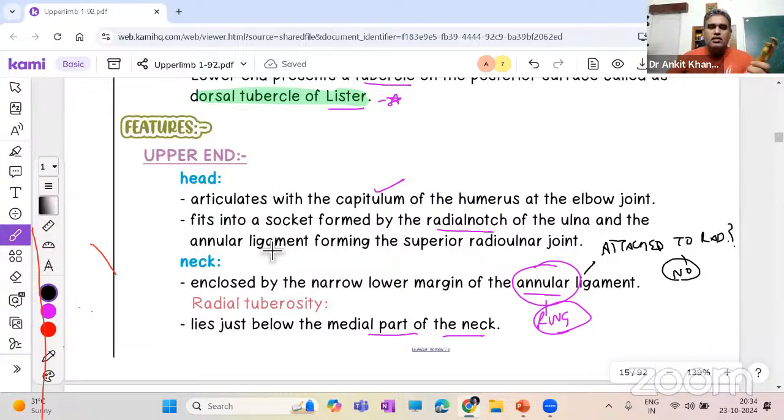Now, why it is more importantly being taught every time is because there is a very important clinical situation.